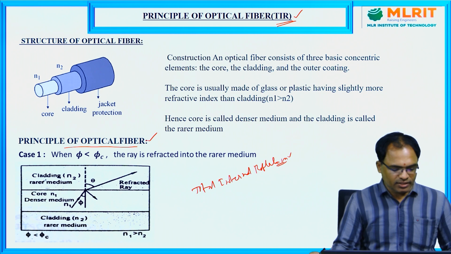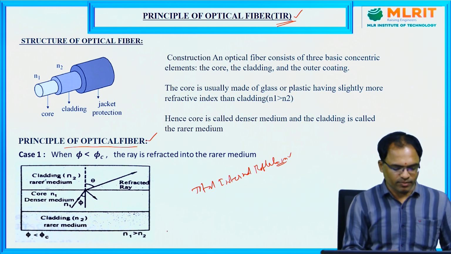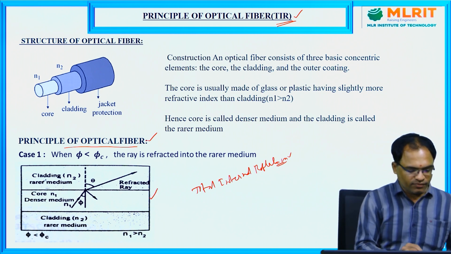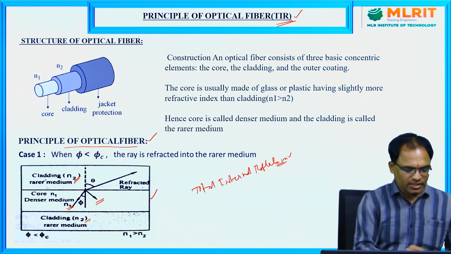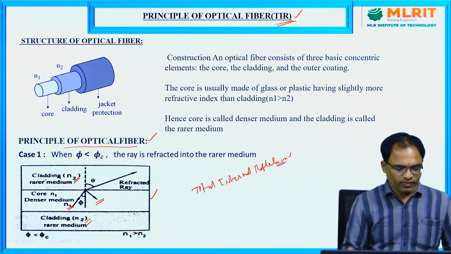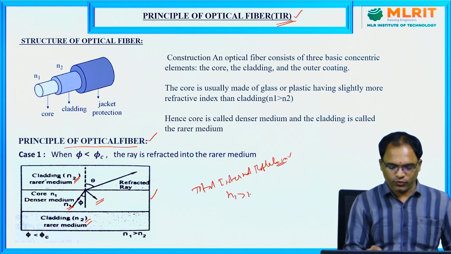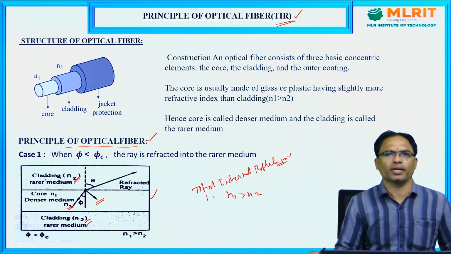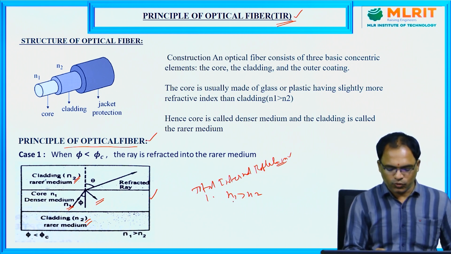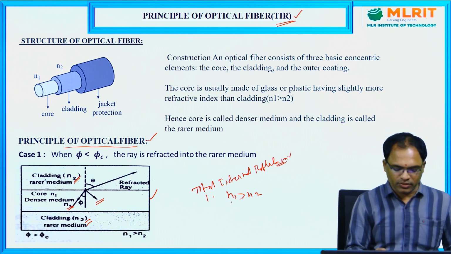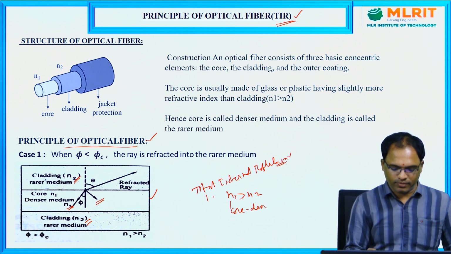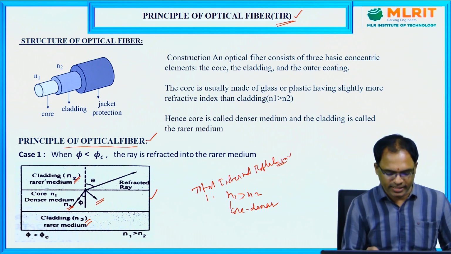To discuss that, we need to consider the cross-sectional view of the optical fiber. In this cross-sectional view we observe the middle layer, called the core medium, whose refractive index is N1. This core medium is surrounded by the cladding medium, whose refractive index is N2. The basic condition required for total internal reflection is that N1 should be greater than N2. The refractive index of the core should always be slightly greater than the refractive index of the cladding. That means the core medium is considered the denser medium.